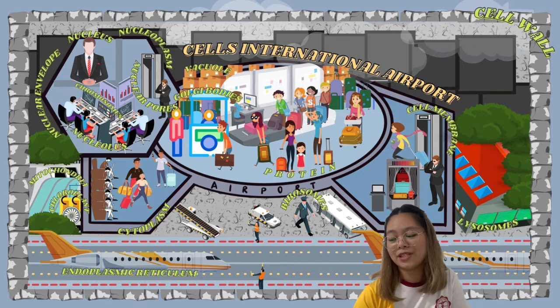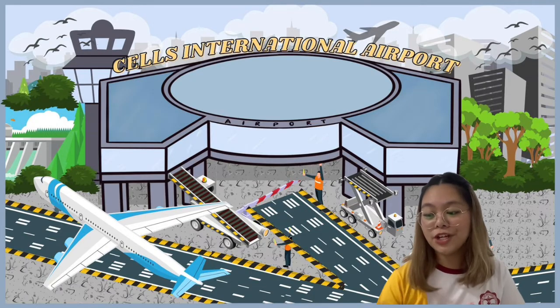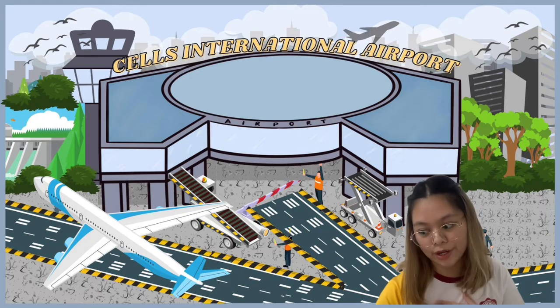As you can see, we have the cell wall, the cell membrane, the protein, the Golgi bodies, the vacuole, the nucleoplasm, the nuclear pores, the nucleolus, the nuclear envelope, and of course the nucleus, the cytoplasm, the mitochondria, the chloroplast, the ribosomes, the endoplasmic reticulum, and the lysosomes. So let us find out the function of each component of this airport.